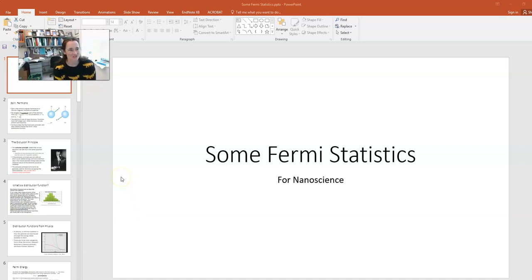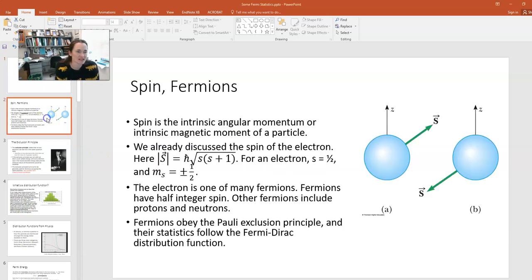Hi, so today I'd like to talk a little bit about Fermi statistics and fermions and Fermi energies. So to get started with that, let's first remind ourselves of spin. There are three main classes of particles in statistical mechanics: fermions, bosons, and then basically classical particles, or ideal gas type molecules or particles. And the differences between these three classes of particles are the spin.